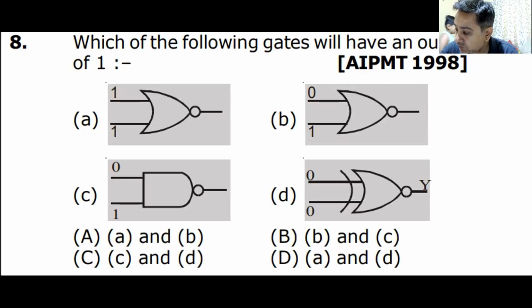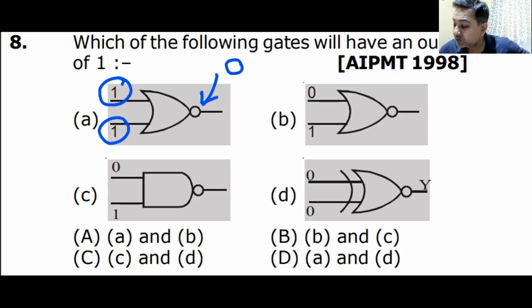This is one. This is one. This is one. What will be the output here? 0. So this is definitely not the answer. A is not the answer. So these two options are gone. This is how you use your brain.